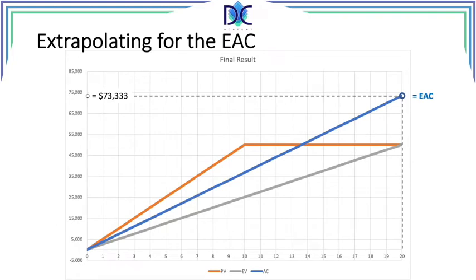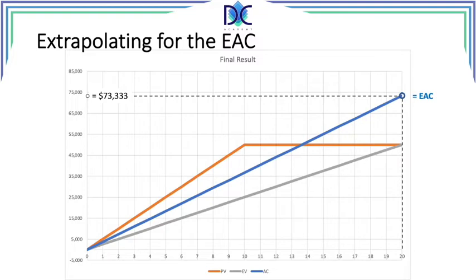Now we can continue here. We can do the same with the actual cost curve. We assume that the rate is the same, so we extrapolate this curve and continue until we reach the end time, in this case 20 days for the project. And when we do the intersection or the calculation, we can find here that the estimate at completion in this case will lead to a cost of 73,333 and some decimals dollars for this project. So that's a very interesting way to deal with that.